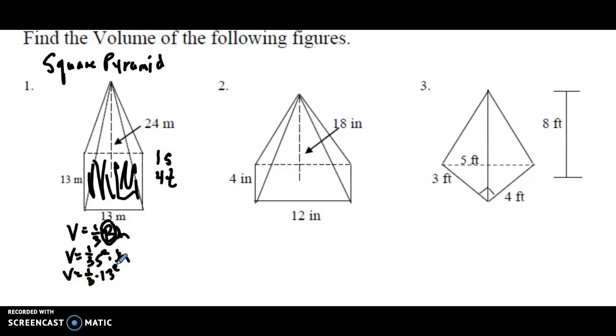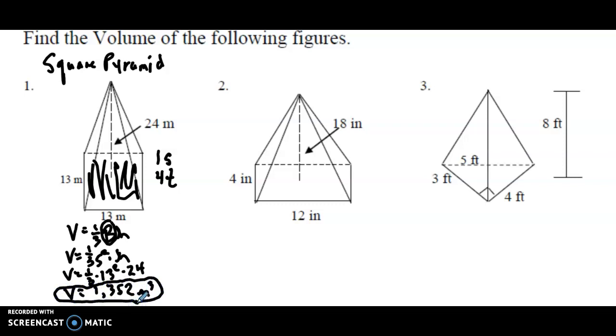And the height is going to be either on the inside or on a ruler. And here you see this dotted line that's on the inside. The dotted line means it's not actually on the figure. It's only there to provide you with a measurement. So that is going to be our height. Our height is going to be 24. All right, you're going to plug that into your calculator. And V is going to equal 1,352 meters cubed. Again, it's cubic meters. We're finding out how many cubes would fit inside that figure.